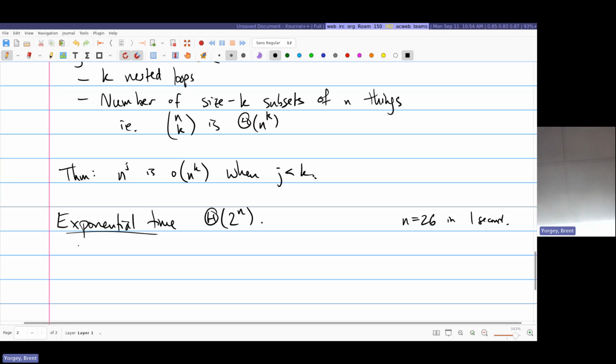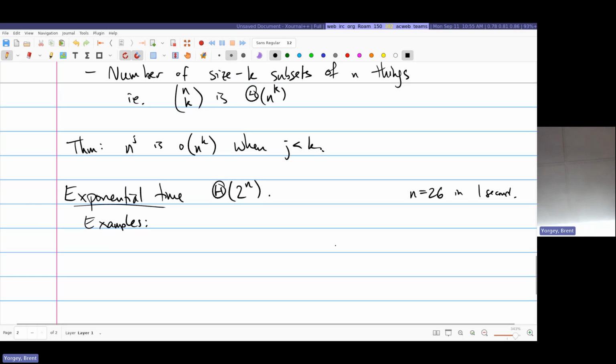What are some examples? Let's see. Hey, can anyone think of examples of things that are 2 to the n? Not necessarily algorithms, but just a thing that has size 2 to the n.